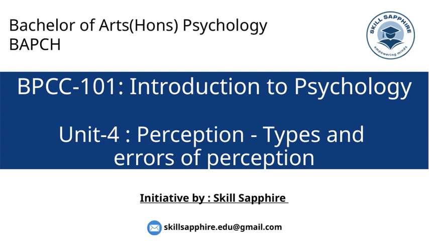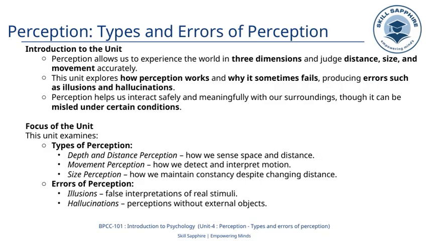Let's get started. Today, we're going to explore perception, focusing on its types and the common errors that can occur. Perception is fascinating because it allows us to experience the world in 3 dimensions, helping us judge distance, size, and movement accurately. It's essential for navigating our environment safely and meaningfully. In this unit, we'll look at how perception works and also why sometimes it fails.